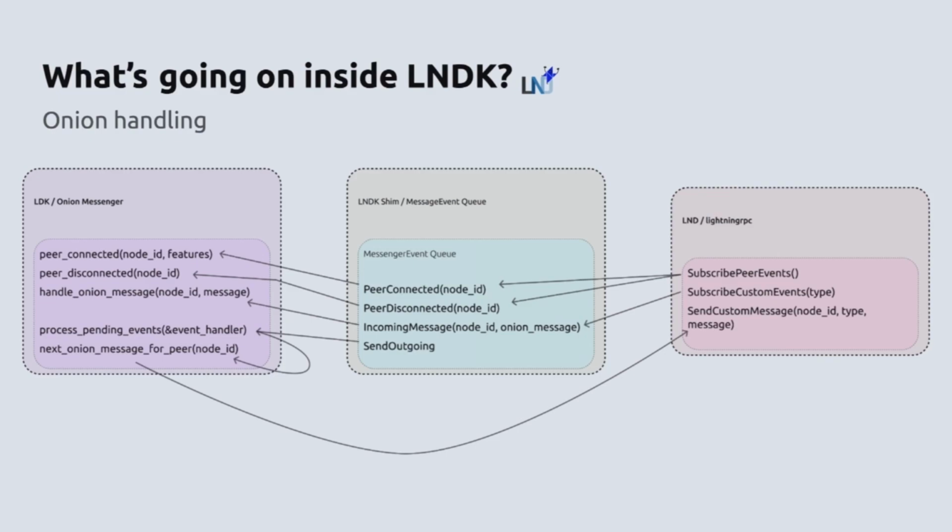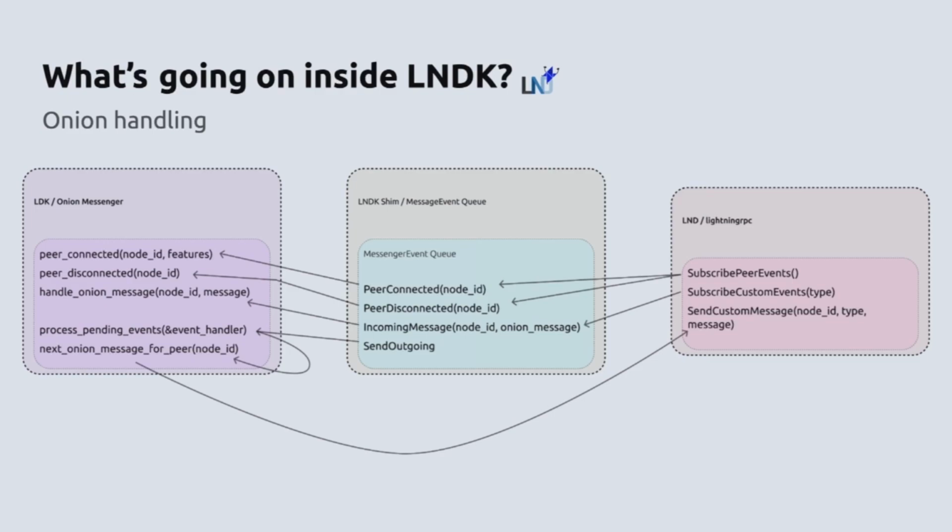Then, I'm going to try to explain how we do the onion handling, onion messages. We only use this lightning RPC from LND. We subscribe to peer events. We subscribe to custom message types. That's how, on the LND side, they can hand us the onion messages. And we use the send custom message to send the onion message. Actually, there are just sending operations.